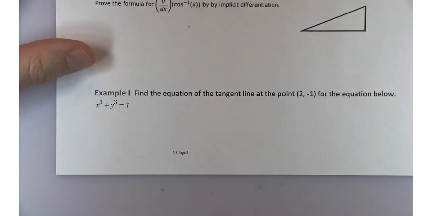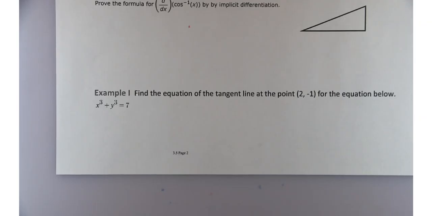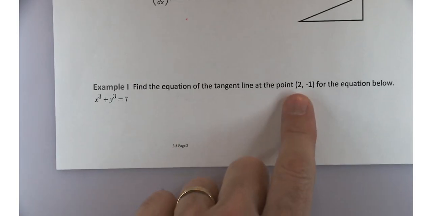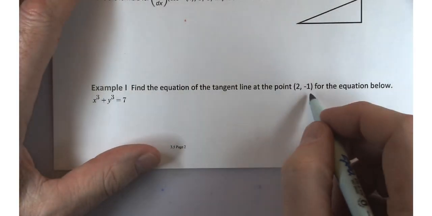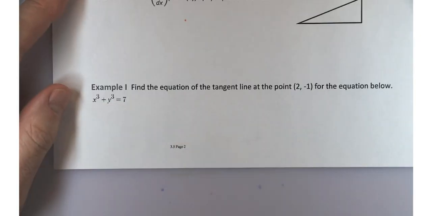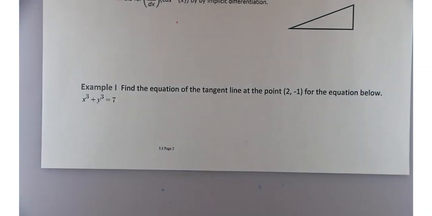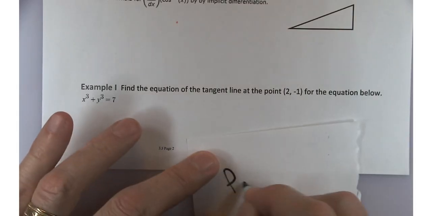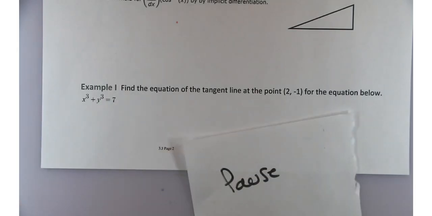Example I. I want to find the equation of the tangent line to the point 2, -1, so that's your x and your y, for this equation. So it's just putting into practice what we just did in a couple of examples. So give that a shot. If you're watching this at home later, then you might want to pause the video for a little bit, try this one yourself, and resume when I unpause.